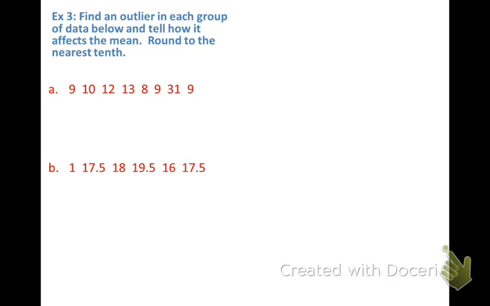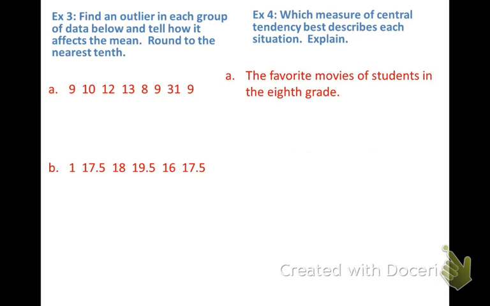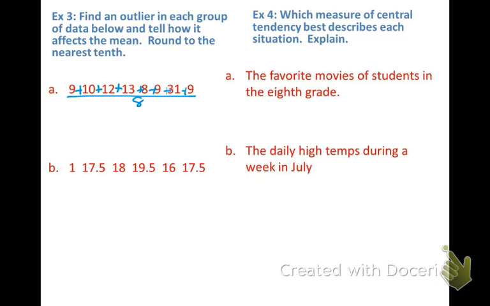Find the outlier in each group and see how it affects the mean. So first of all, you would add up all the numbers and divide by how many there are. So add them all up and divide by 8. Okay, and you would get 101 divided by 8. And when you divide it, it would be 12.625. So that's the first thing you do.